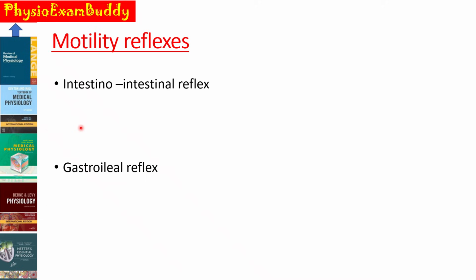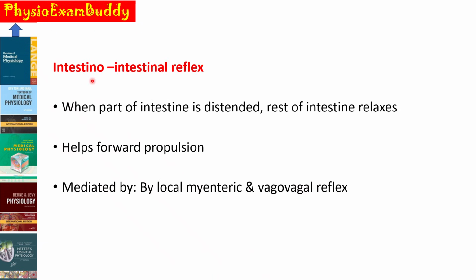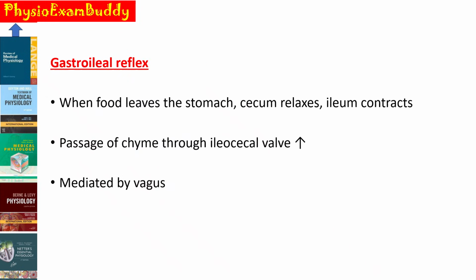Next is about the motility reflexes in the small intestine. There are mainly two reflexes operating in the small intestine. First one is the intestinal reflex, and the second is the gastroileal reflex. First about the intestinal reflex. That is, when a part of the intestine is distended, the rest of the intestine will relax, which helps in the forward propulsion of the chyme through the intestine, and it is mediated again by local myenteric as well as long vagovagal reflex.